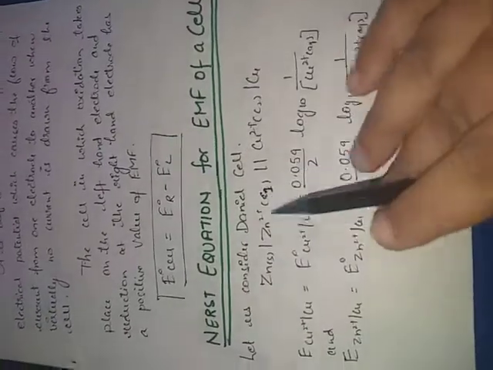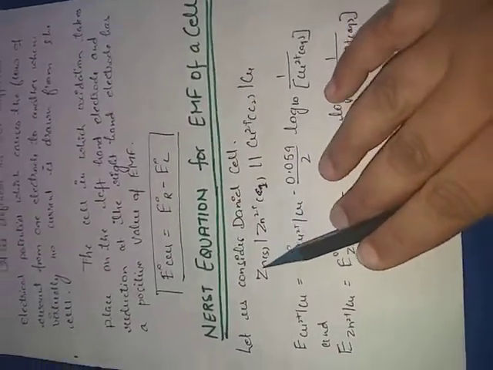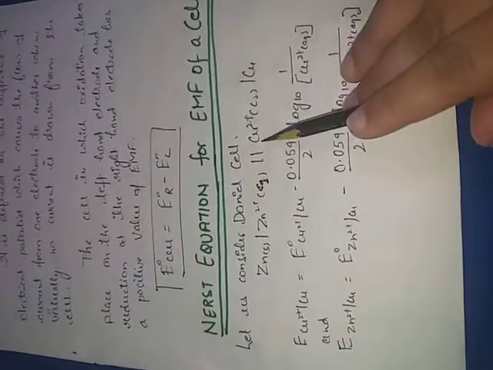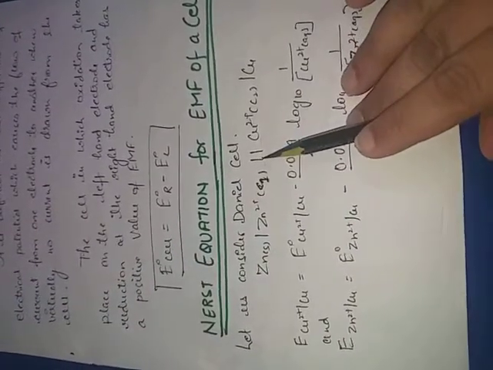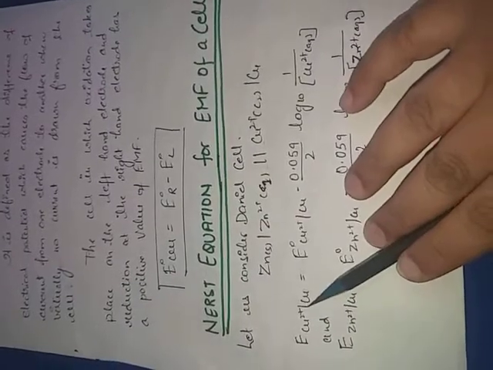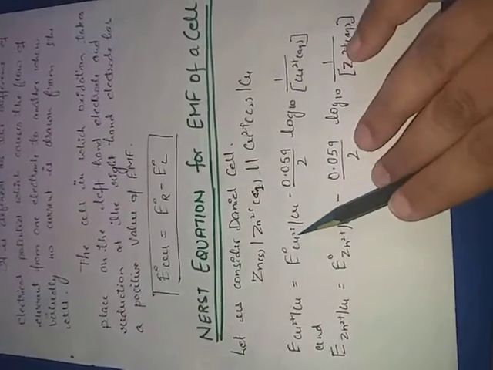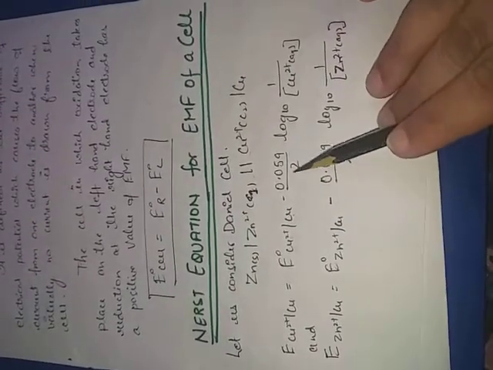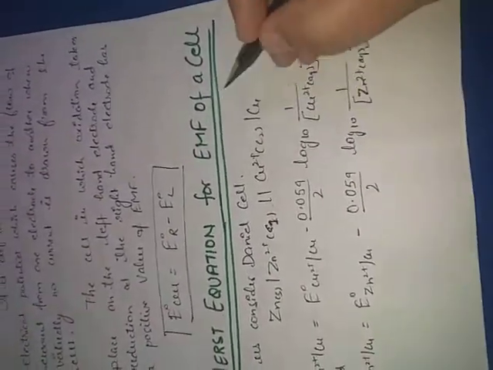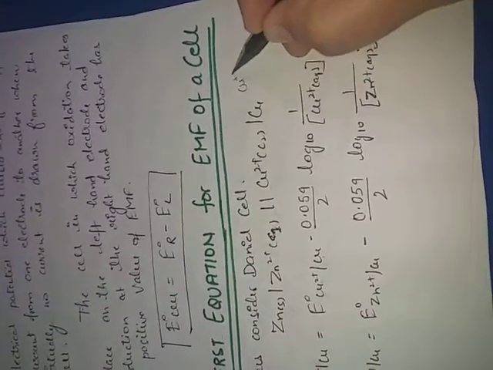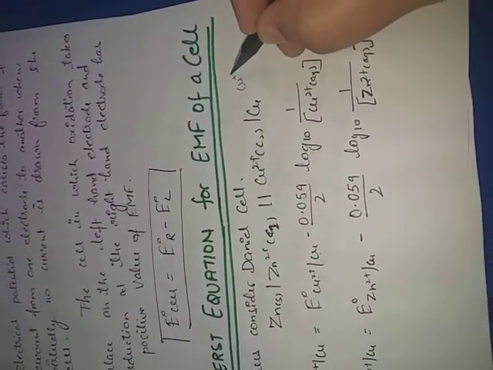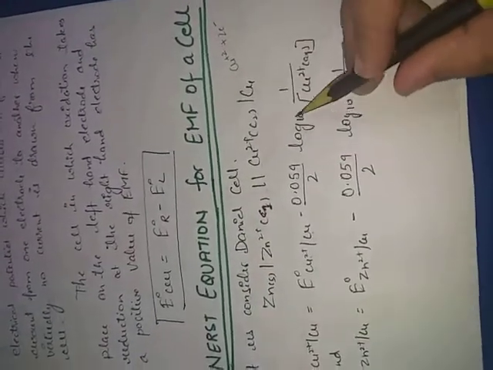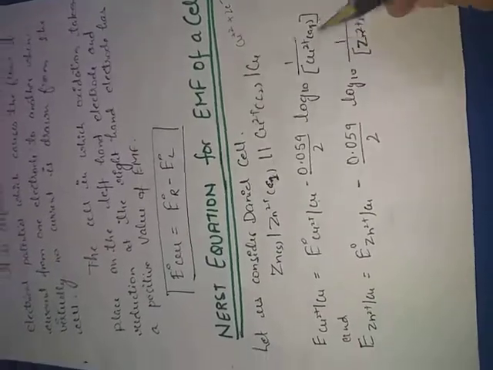Now see the Nernst equation. Here we'll take the example of the Daniell cell, in which a zinc rod is dipped in zinc sulfate solution and a copper rod is dipped in copper sulfate solution, and this is the salt bridge. If we write the reduction potential values here, for copper it is E naught minus 0.059 upon 2, because copper is gaining 2 electrons. Copper ions will gain 2 electrons, that's why it is 2 here. Log base 10 of 1 upon Cu2 plus.